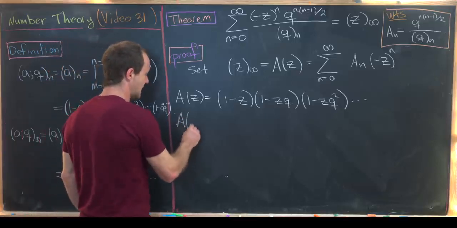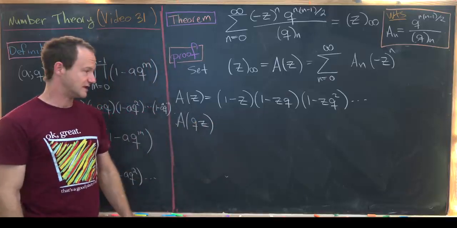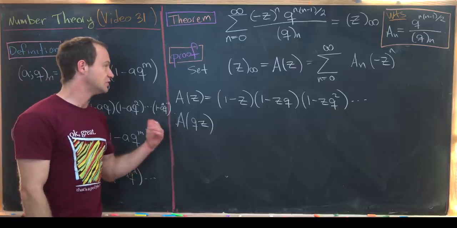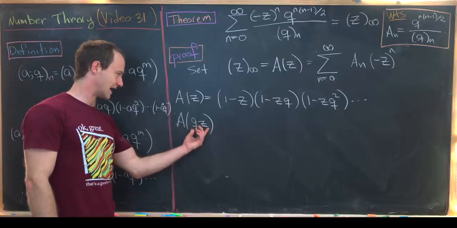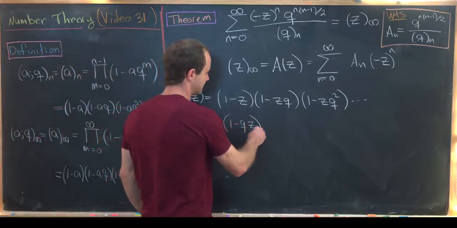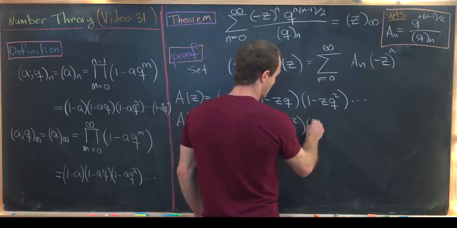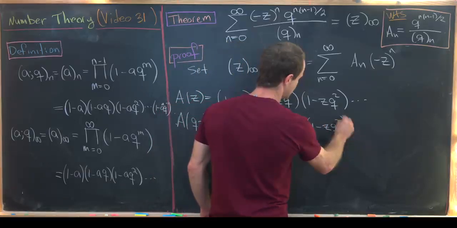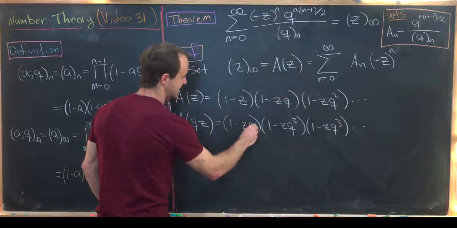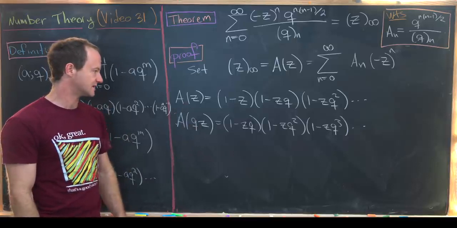Next, let's look at A evaluated at q times z. Being inspired by what we did in the last proof, this is actually a pretty common method to evaluate this kind of thing at qz. So that's going to give us (1 minus qz), (1 minus zq squared), (1 minus zq cubed), and so on and so forth. So that's a little annoying. Let's rewrite that as zq. But what relationship can we see between these?